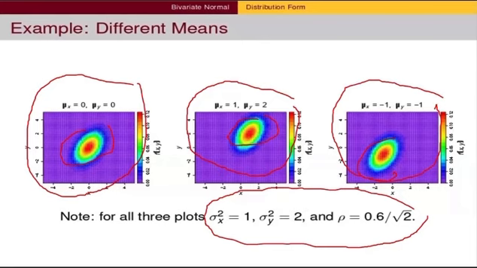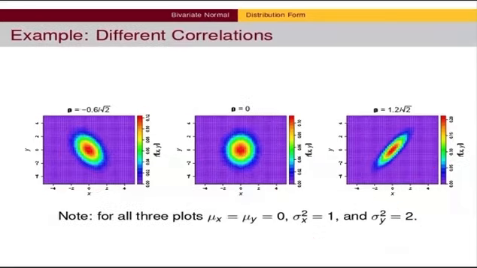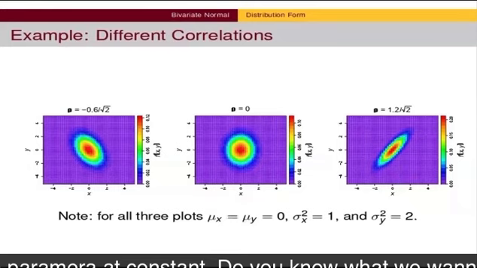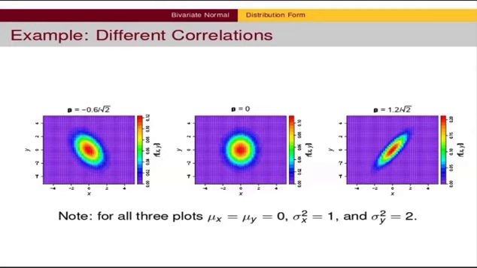Now we are trying to vary the parameters, keeping some parameters constant. Do you know what we're investigating here? We are investigating the effect of correlations. If other parameters stay the same, the mean of S and the mean of Y are 0, the variance of S is 1, and the variance of Y is 2, I want to look at the effects of changing correlation.